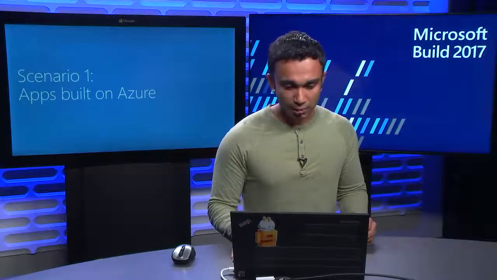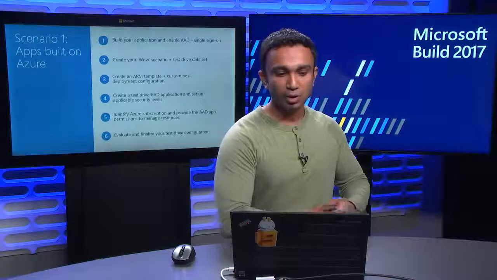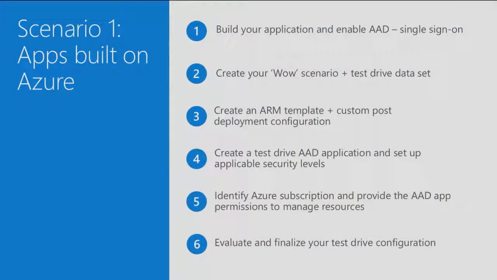So scenario one is your apps are actually built on Azure. How are you going to enable a test drive for that? And scenario two is, of course, if you have extensions that go on the Microsoft Business Apps platform, how is a test drive experience going to be enabled? So let me just jump through and first of all walk you through the steps, and then I'll quickly walk through what needs to happen from your side to enable a test drive experience.